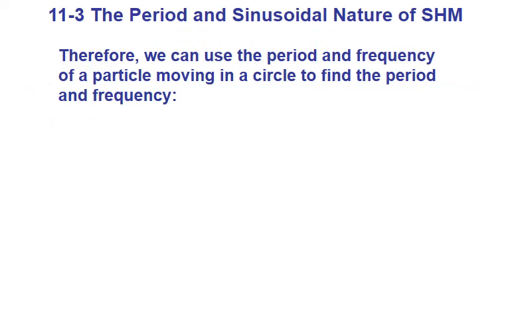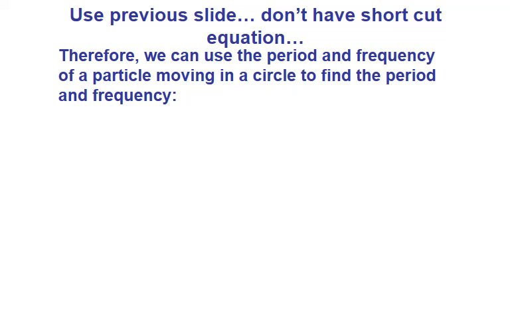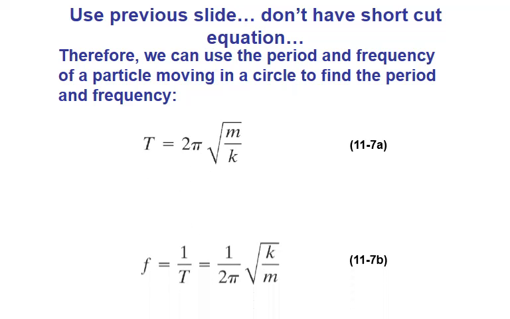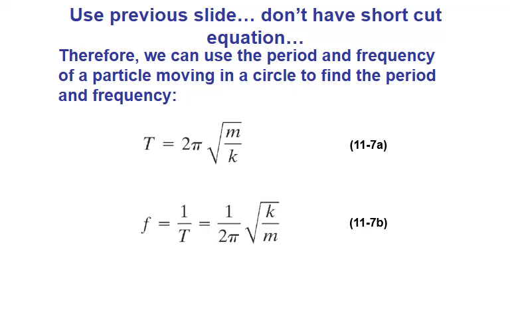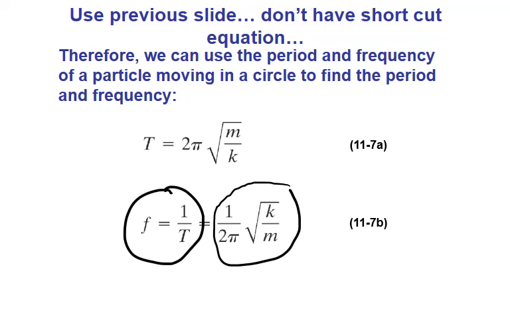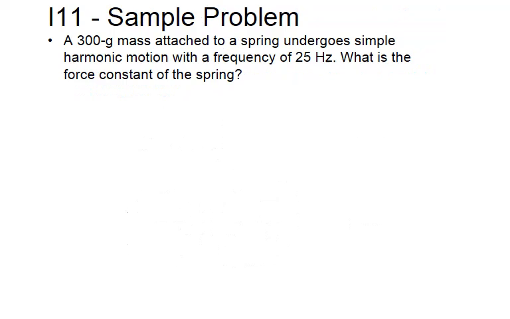And so as we take a look at this, a couple of things are going to be helpful for us. We know the period is equal to 2 pi square root m over k, so that's going to be helpful for us. And therefore, with frequency, we know frequency is 1 over the period, so we can also get the frequency from 1 over 2 pi square root of k over m.